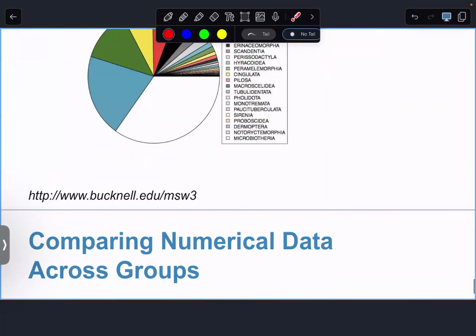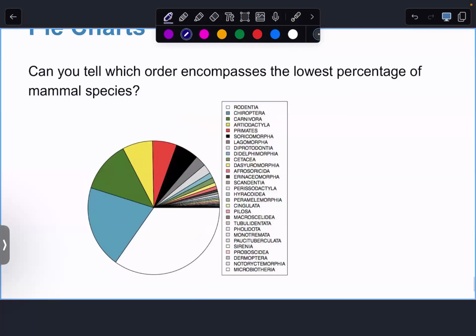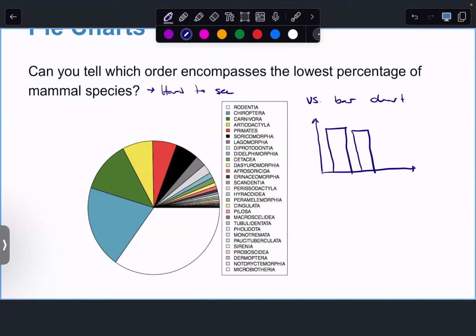And so versus a bar chart, here I'll say hard to see. A bar chart, I'm not going to draw all those categories, but even if you have a bar like this and a bar like this, those slices of pie would be very, very similar, right? But it's easy to see that, okay, this one is just slightly less, right? And so it's easier for our eyes to read it.